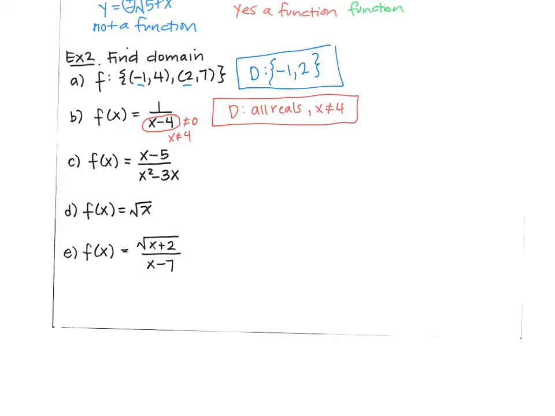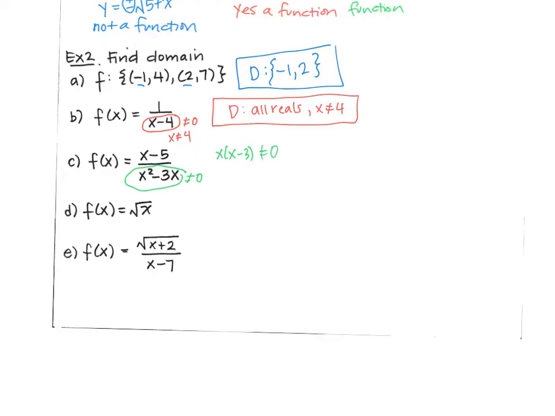Okay, the next one is also a rational function. When it's a rational function, again, what do we care? We care that the denominator cannot equal 0. If you can do it in your head, I'm fine with it. I think I'm going to show a step real quick. Let's see, x squared minus 3x factors to x times x minus 3.